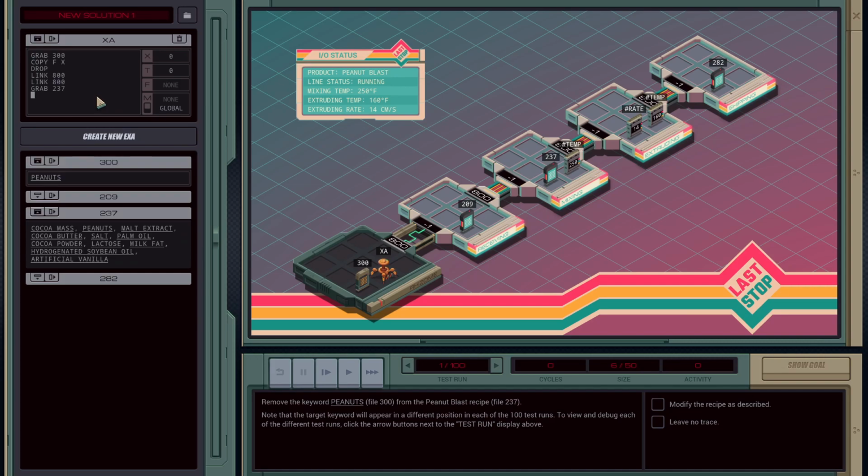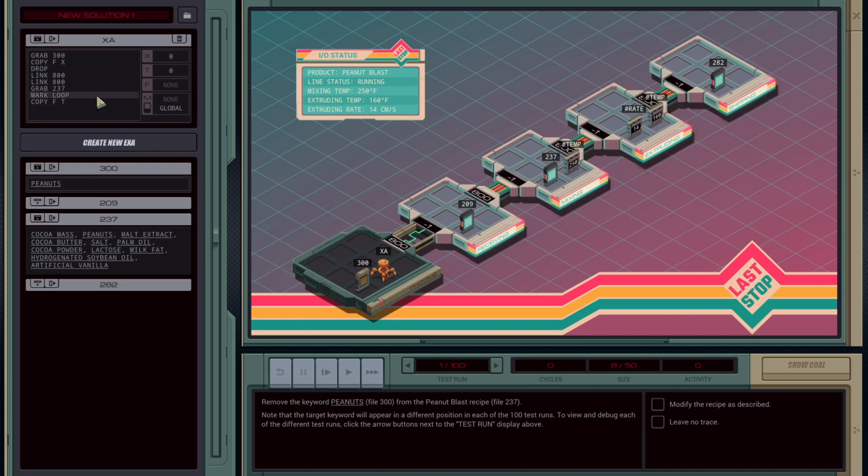Now I go into a loop. So I'm going to say mark loop, and I'm going to say copy from the file I'm holding into, I guess T. I can just use T. Oh, wait, no, because then... Or can I do that? Wait, the weird thing is I need to remove the word. How do I change words in it?